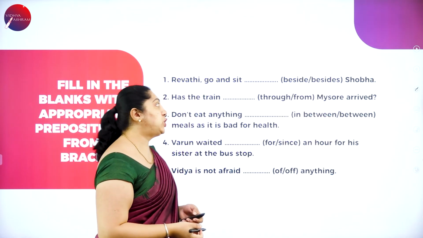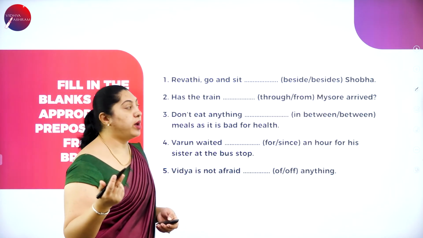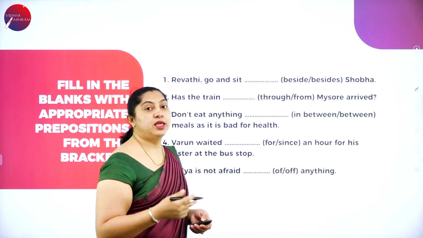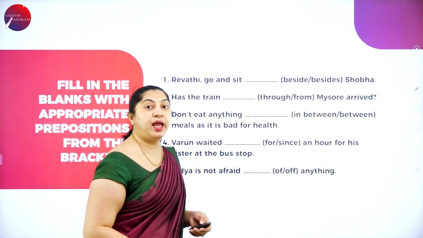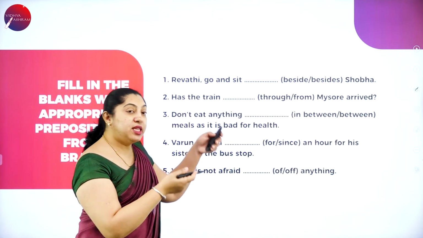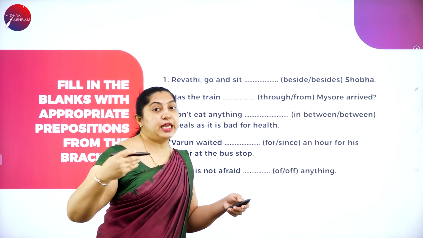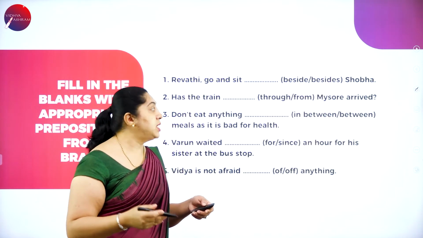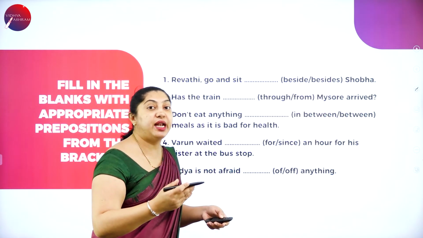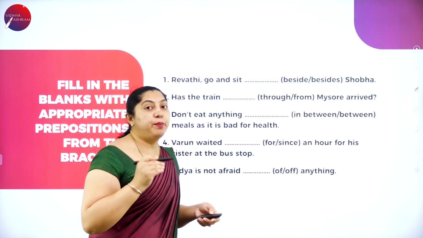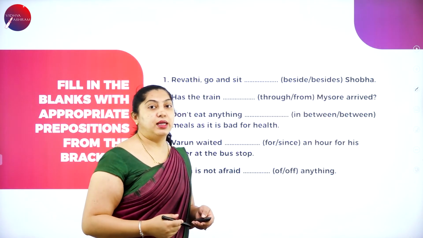Let's see the first one. Revati, go and sit, and there are two words in the bracket: beside and besides, Shobha. In the same way, you'll have a set of questions, A, B, C, D, E, and it will be the same thing. You need to read the sentence and know the meaning first, so that it will be easy for you to write the answer.